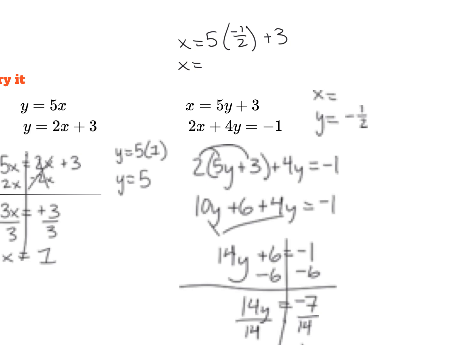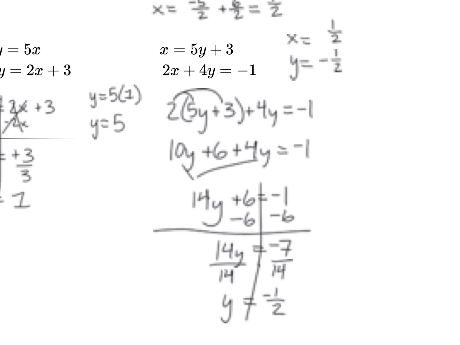x is now going to be equal to negative 5 over 2. We're going to add 3 over 1 to that. 3 over 1 can also change into 6 over 2, which negative 5 plus 6 is 1. And so I get x is equal to 1 half, but this time it's going to be positive. You can certainly go in and check that out. It should work out to be the same.